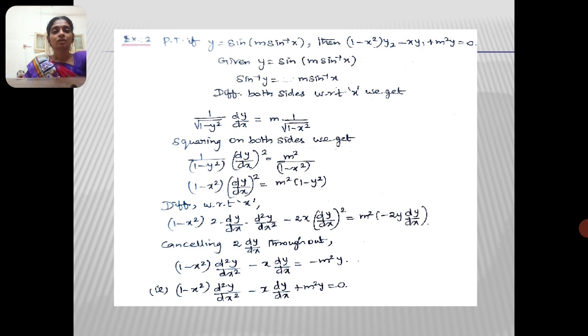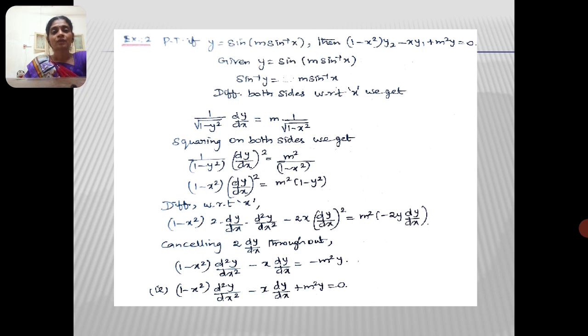Example 2. If y equal to sine of m sine inverse x, then we have to prove 1 minus x square y2 minus x y1 plus m square y equal to 0. Given y equal to sine of m sine inverse x, we take sine to the left side, then we get sine inverse y. So we write sine inverse y as m into sine inverse x.